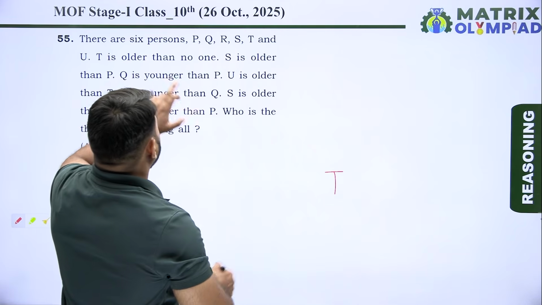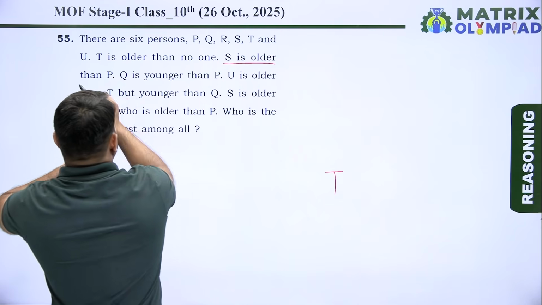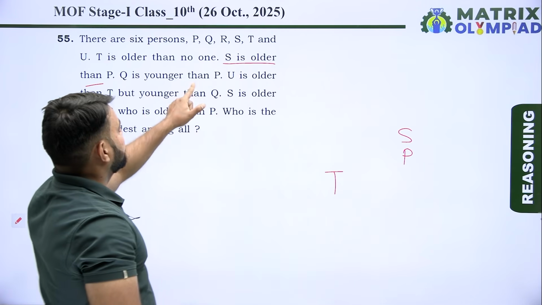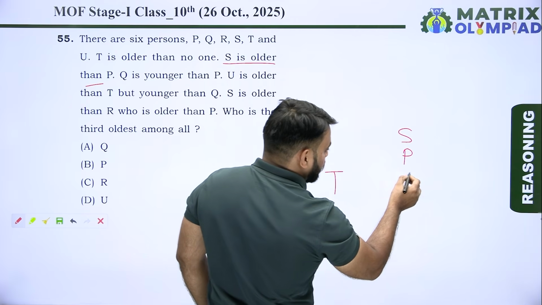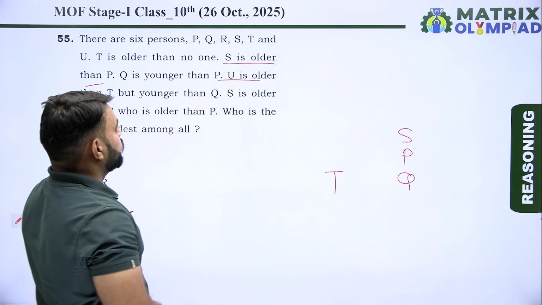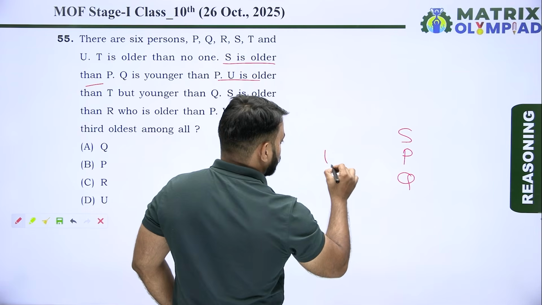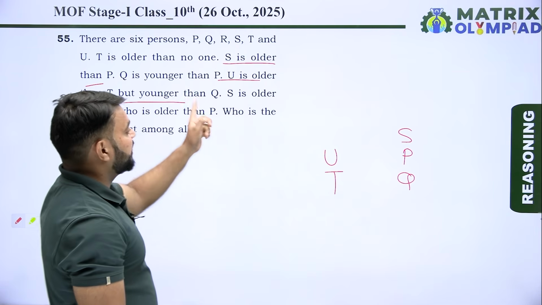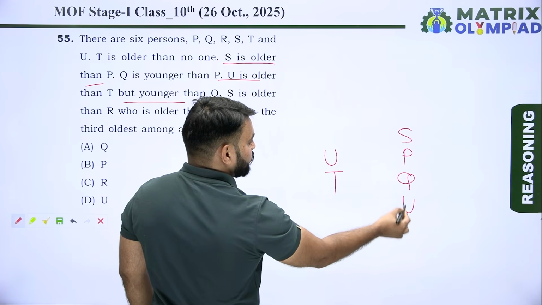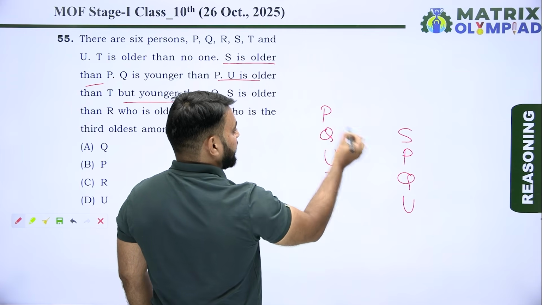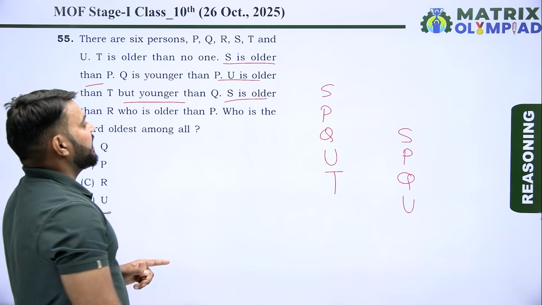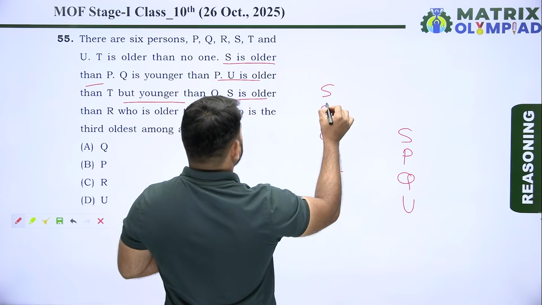So next information is S is older than P. S P से बड़ा है. And Q is younger than P. Q P से छोटा है. Now U is older than T. U T से बड़ा है. But younger than Q. But U Q से छोटा है. सो सीक्वेंस हो जाएगी U से बड़ा Q, Q से बड़ा P एंड P से बड़ा S. एंड S इज ओल्डर देन R. S R से बड़ा है.